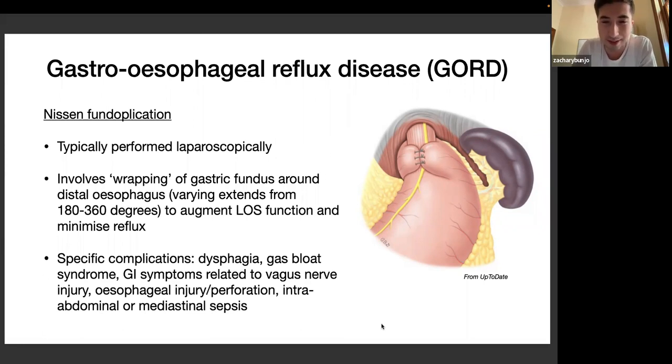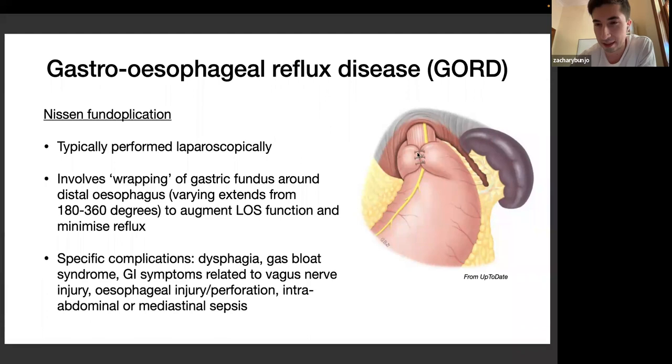They can have other GI symptoms relating to damage to the vagus nerve. So obviously, you guys would recall, you can see it on the diagram here, that the vagal trunks run anterior and posteriorly at that part of the esophagus. So it's easy for them to be injured, obviously, and that can lead to delayed gastric emptying.